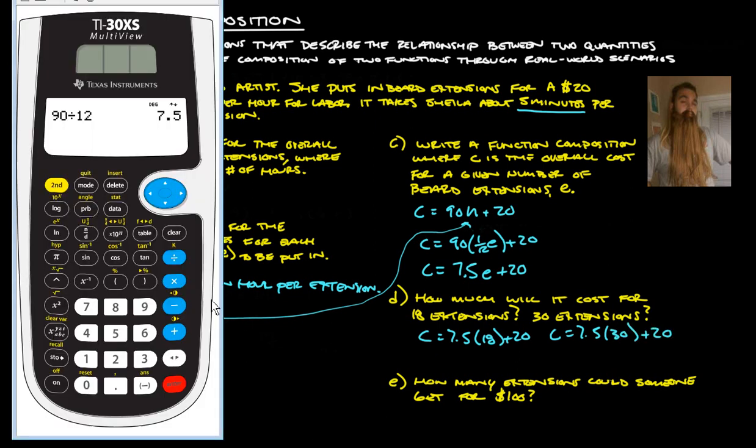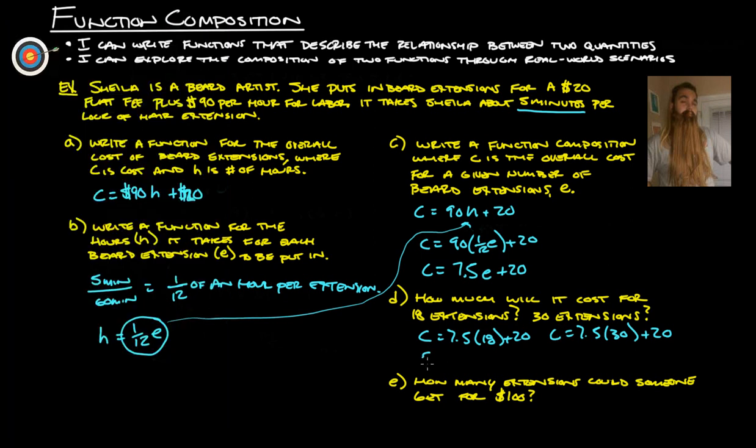So again, we can do that on our calculators here. There we go. So 7.5 times 18 plus 20 gives us a total of $155. So C equals $155 for 18 of them.